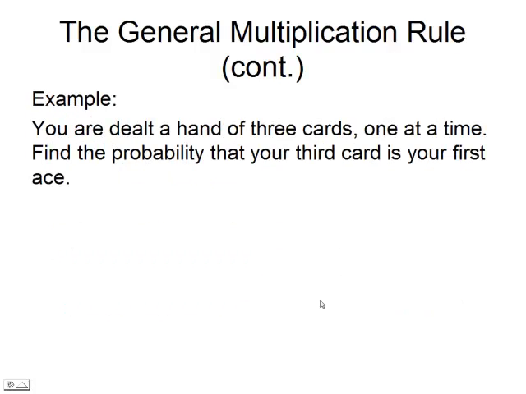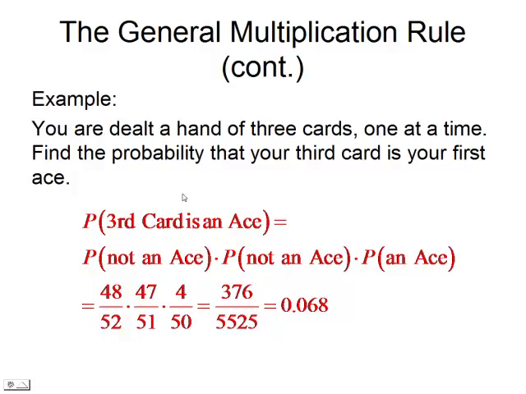Another example. You are dealt a hand of 3 cards, one at a time. Find the probability that your third card is your first ace. So you're looking for the probability that the third card is an ace. So what must happen is that the first 2 cards you get are not aces, and then the third one is your first.